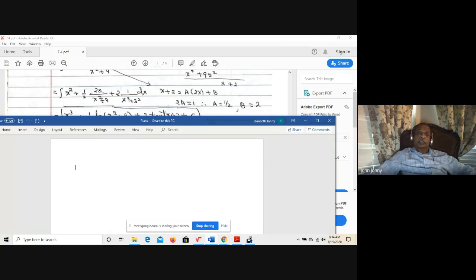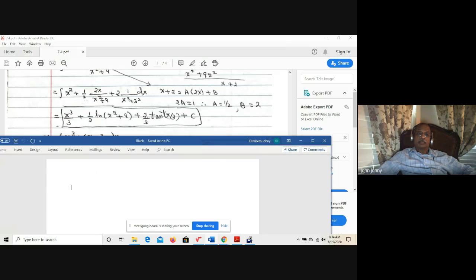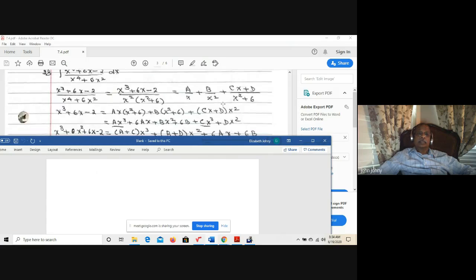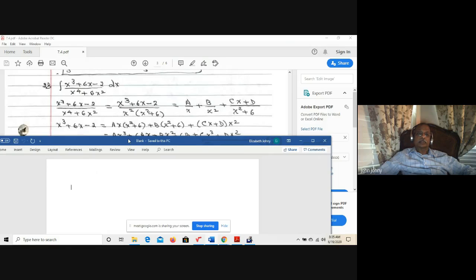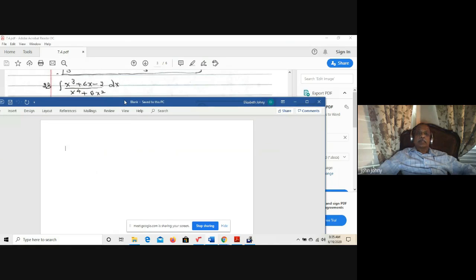So here 2x is the derivative of x squared plus 9. So the answer is 1 half times natural log of x squared plus 9. Number 28 is x cubed plus 6x minus 2 divided by x to the 4 plus 6x squared. Here the numerator degree is less than the denominator degree.